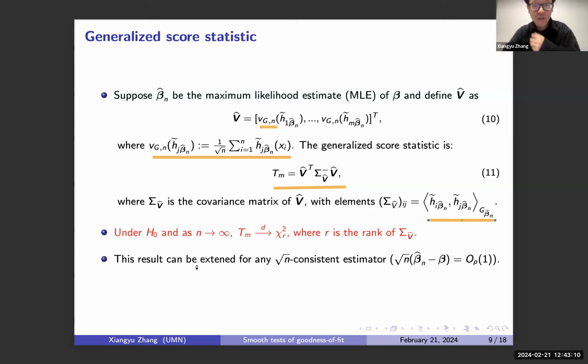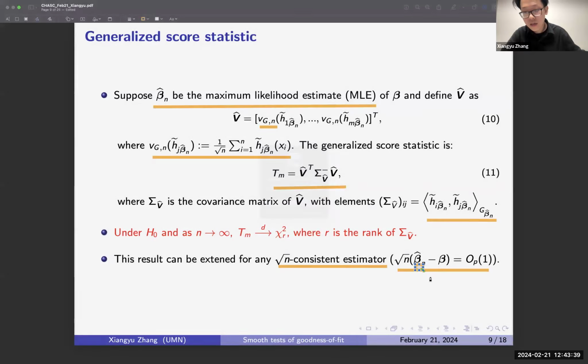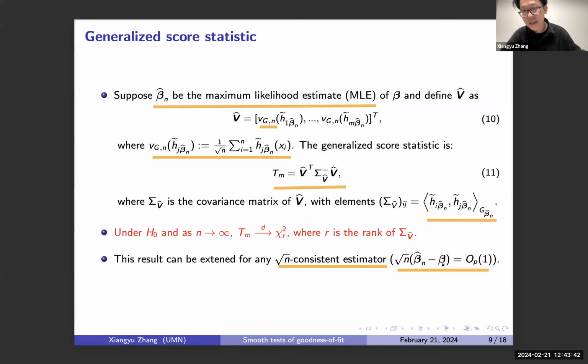And this result actually can be extended to any root n consistent estimator. So it doesn't have to be the MLE. It can be your method of moments estimators or other estimators, as long as they are root n consistent. In case you're not familiar with what a root n consistent estimator is, here is the definition. Your estimator beta hat n minus the true beta, times square root n, should be big OP(1). Okay.